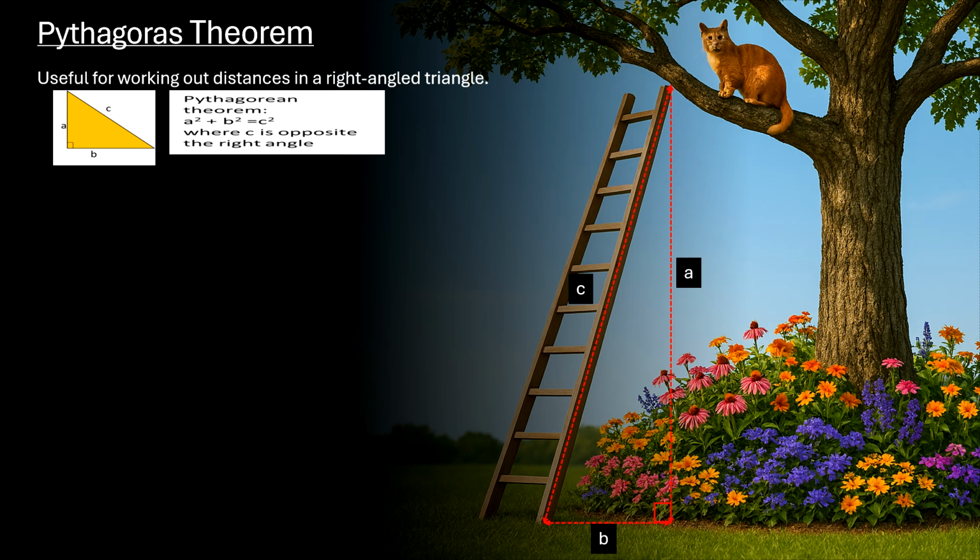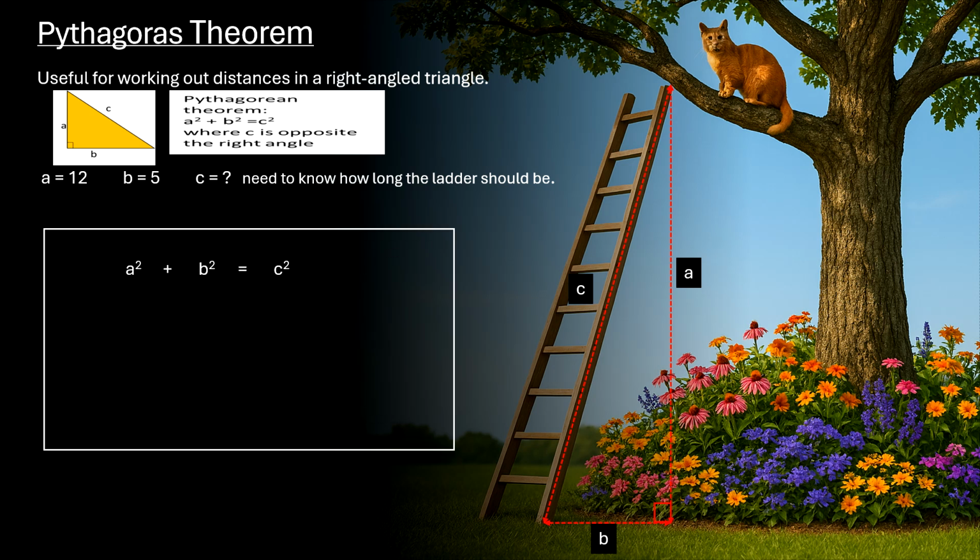And let's say that we know this tree branch has a height of 12, and the horizontal distance from the point in the flower patch below that branch to the edge of the flower patch where we place the ladder is going to be B, which is 5. And now we can use the formula a squared plus b squared equals c squared and sub our values in to find this unknown length c, which we need to work out the length of the ladder.